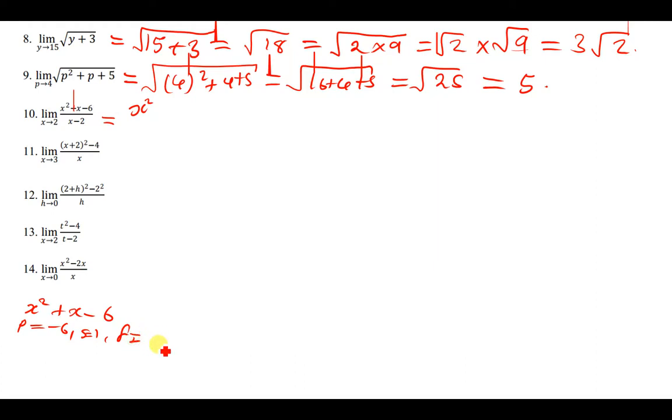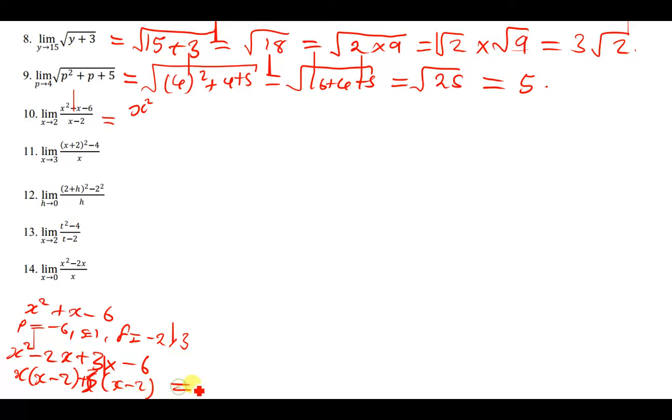These are negative 2 and positive 3. So when we multiply these, we get negative 6. When we add them, we get positive 1. So we replace them in the equation there. So we have x squared, then negative 2x, positive 3x, then negative 6. So when you factorize this, you're going to have x minus 2 there, then you also have plus 3 here, then in brackets x minus 2.